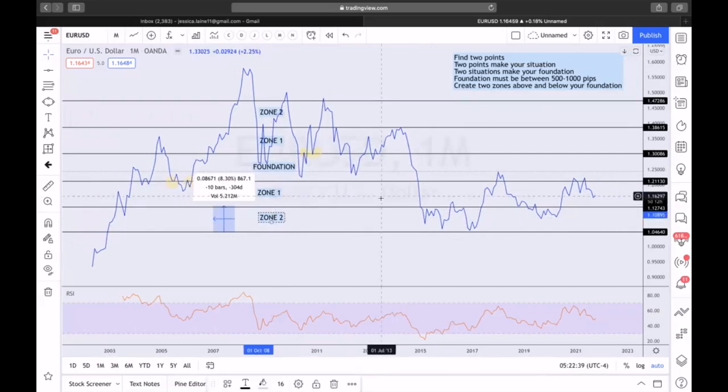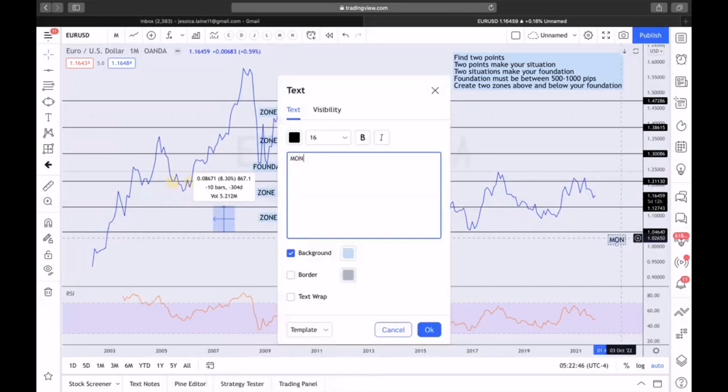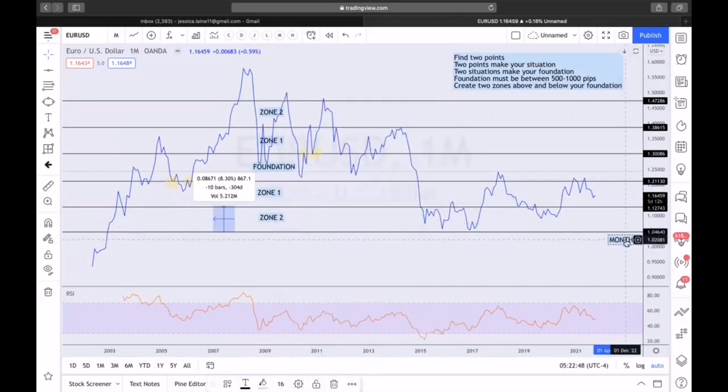Now, the significance of these are that these are your monthly key levels. So what I'm going to do over here to the right-hand side is label these as monthly. So now these are all my monthly key levels.